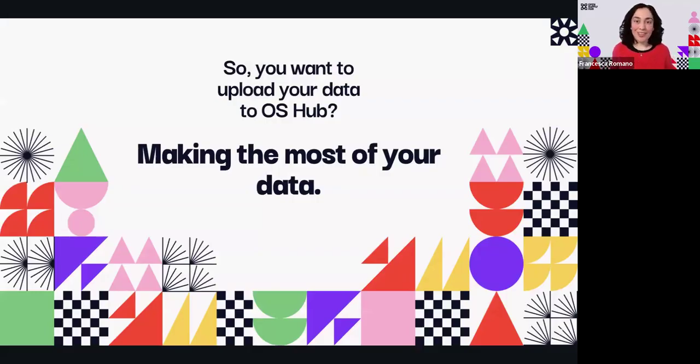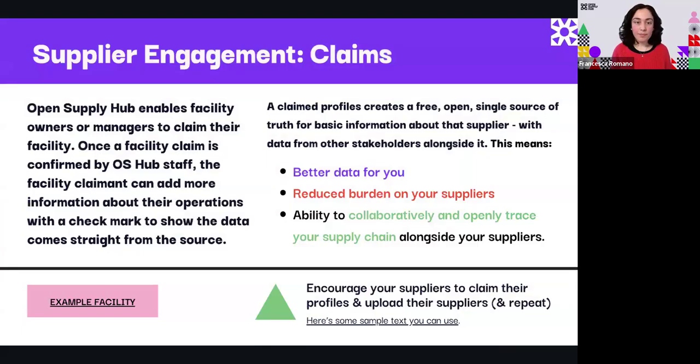And lastly, now you have uploaded your data, everything is done, but how can you make the most of it? Sharing your production locations is a great first step in opening up your data, but actually there is much more that you can gain from working with our platform. And I will show you two examples. The first example is claims. So facility owners or senior managers can actually claim their facility profiles on Open Supply Hub. If their claim is accepted, they do get access to a complete, credible and confirmed profile. They will have a green banner and a claim badge on our website, so they can be easily identified.